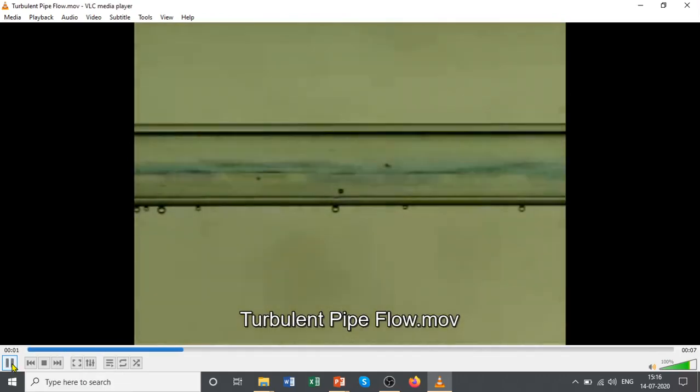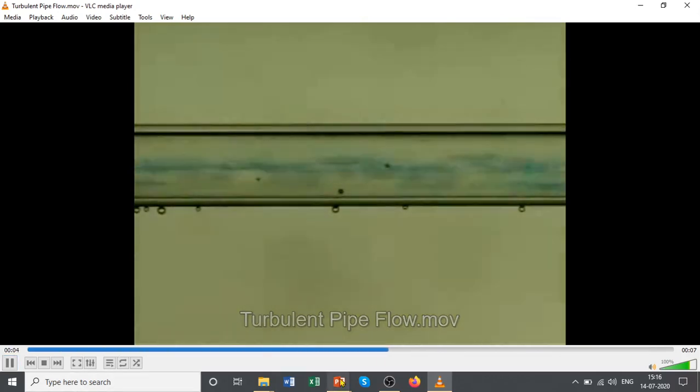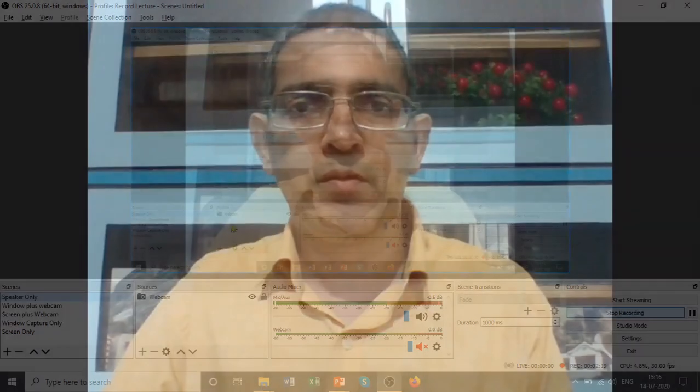You see how rapidly the velocities are changing. This is a real-time video. It's not fast forwarded. You see how rapidly the velocities are fluctuating. Okay. That's the point I want you to note. In a turbulent flow, velocities are changing very rapidly with respect to time. That's an important point, and we are going to talk about that more and more.